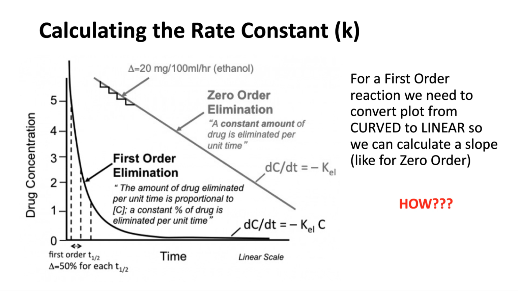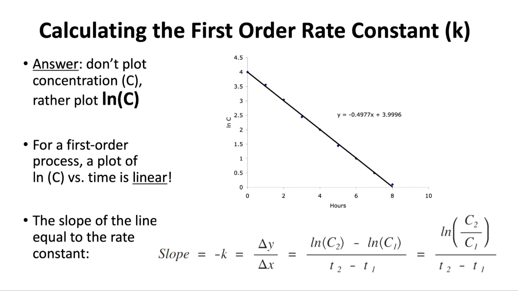For a first order elimination, just plotting drug concentration against time gives us a curve. So we must plot it differently. How? We're not going to use the drug concentration on the y-axis. We're going to take the natural log of the drug concentration on the y-axis, and then we can still just plot time along the x-axis. Lo and behold, our curve becomes a straight line. So a first-order reaction is linear when you plot the natural log of the concentration against time.